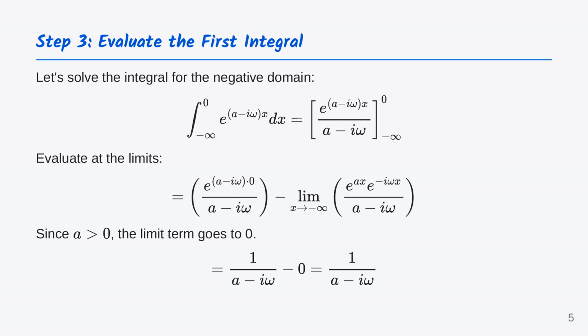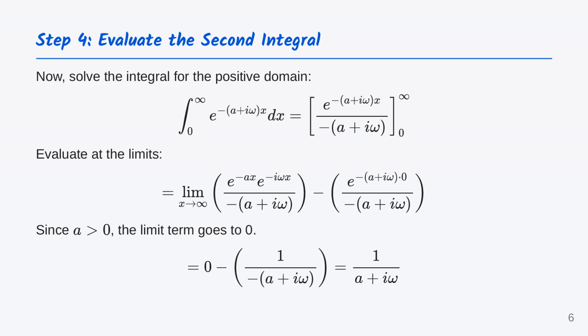Okay, let's evaluate the first integral, the one for the negative domain. The integral of e to the power of the quantity a minus i omega times x is simply that same exponential divided by the constant a minus i omega. We'll evaluate this from negative infinity to 0. Plugging in the upper limit of 0 gives us e to the power of 0, which is just 1, over a minus i omega. For the lower limit, as x approaches negative infinity, the e to the a x term goes to 0 because a is positive, so the entire second term disappears. This leaves us with a very simple result for our first integral: 1 over a minus i omega.